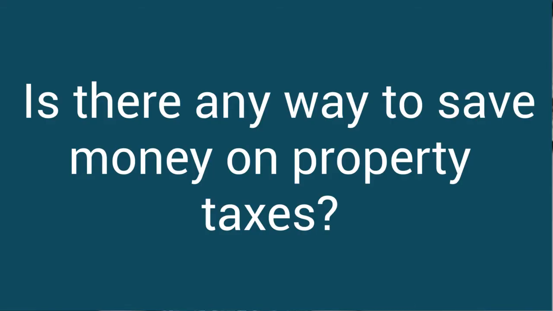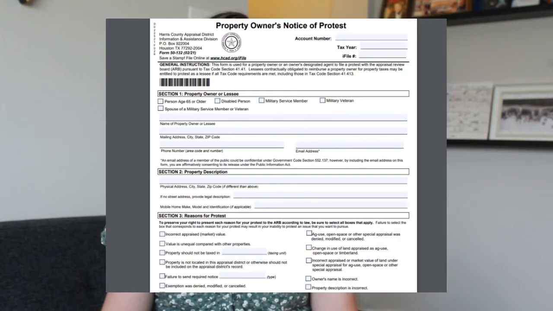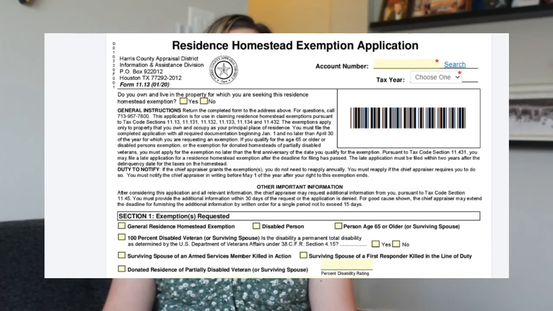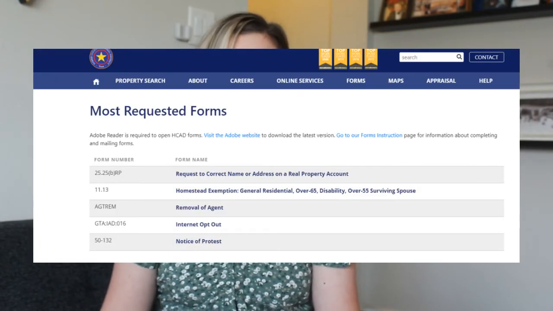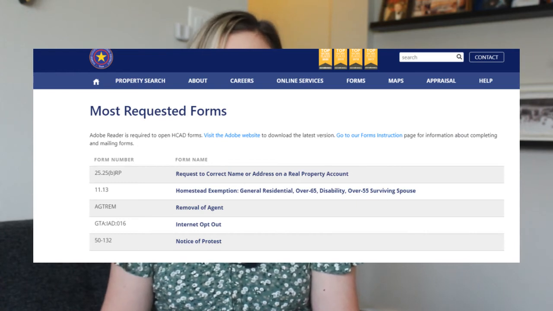Is there any way to save money on property taxes? There are a couple of ways. One, you can protest your tax assessed value annually, or number two, you can apply for an exemption. The most common exemptions here in Harris County are the homestead exemption and the 65 and over exemption. You can find more information about these on the Harris County tax website.